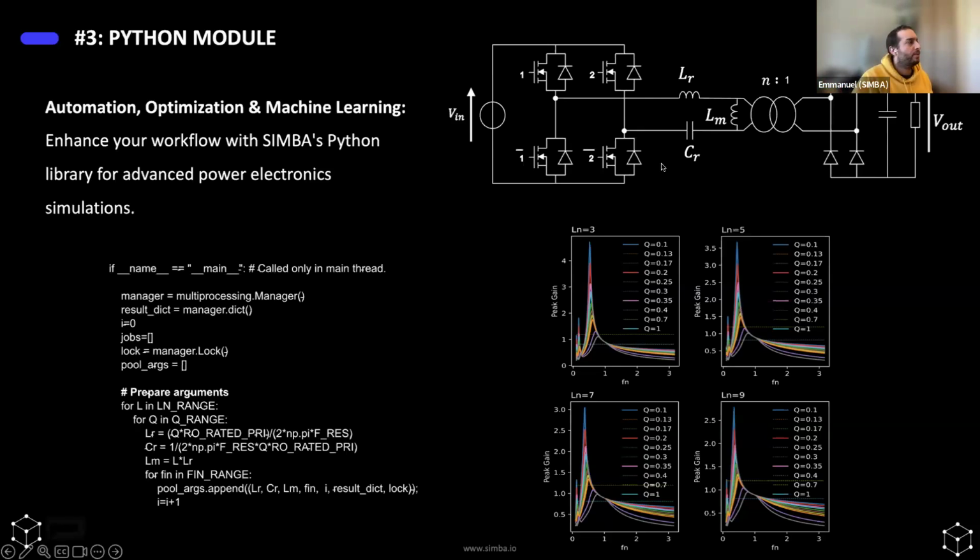To illustrate this, here is an example of an optimization script that we built to optimize the tank values of an LLC converter. And with our Python module, you can run thousands and thousands of cases in parallel. And Python is excellent for post-processing, for pre-processing, and we try to have an API that is extremely natural and easy to use. We have auto completion. We try to give a very good development environment for Python.